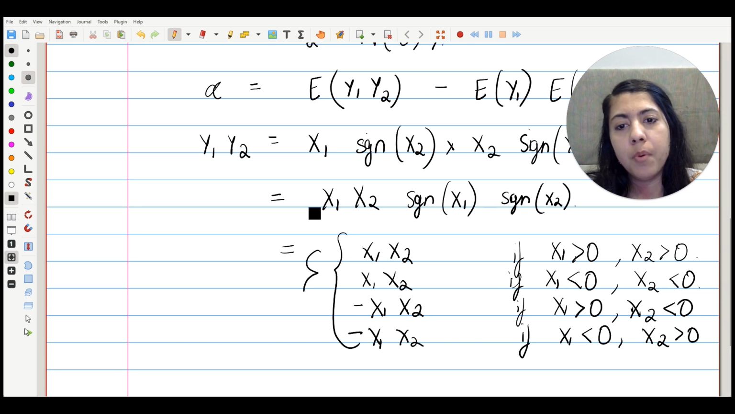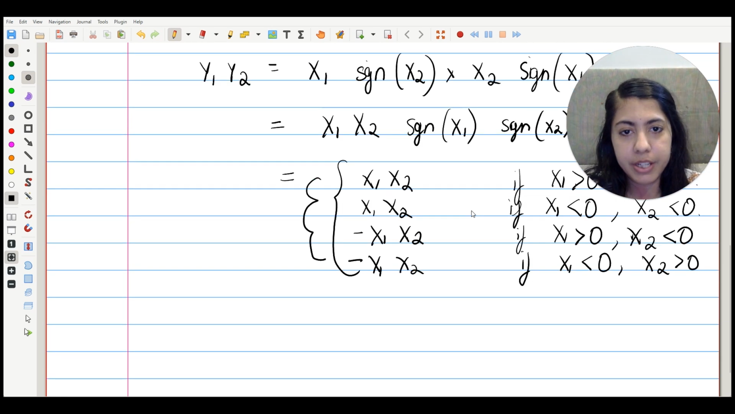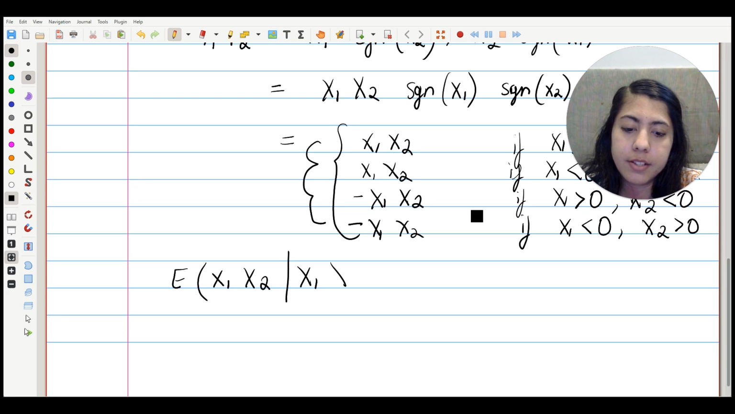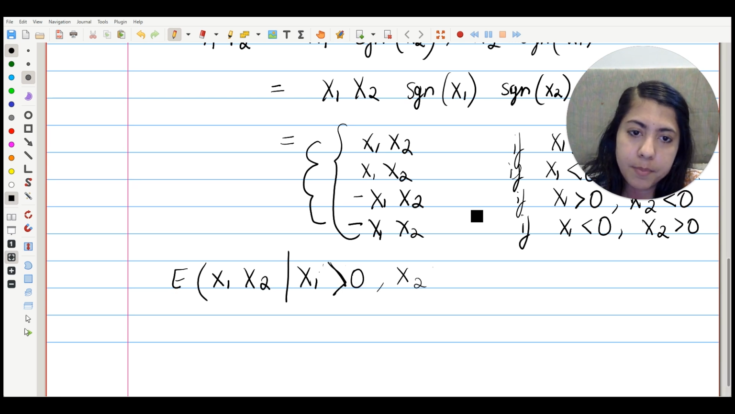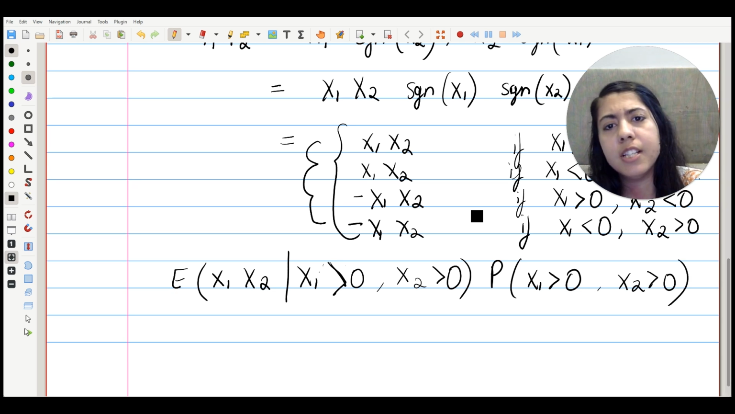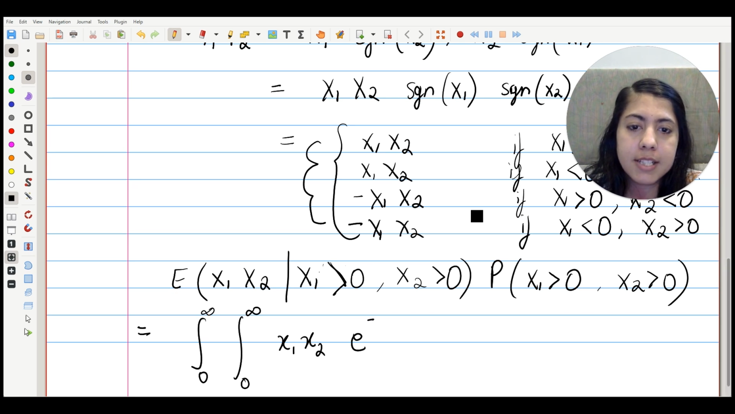Also, one thing: all these probabilities are equal, so we can assume that each is 1 by 4. And expectation of x1, x2 can be calculated using double integration. That would be given by x1, x2 given x1 is positive and x2 is positive, times the probability that x1 is positive and x2 is positive. Since all these probabilities will be equal, we can just multiply it by 4. So this will be given as double integration from 0 to infinity of x1, x2 times e to the power of minus 1 by 2 (x1 square plus x2 square) dx1 dx2.